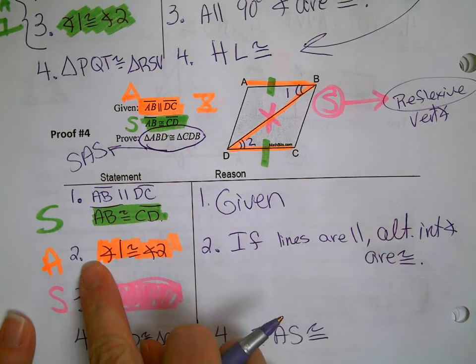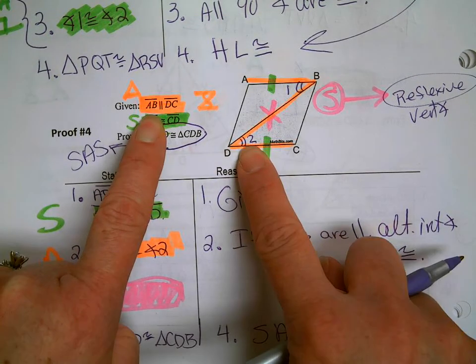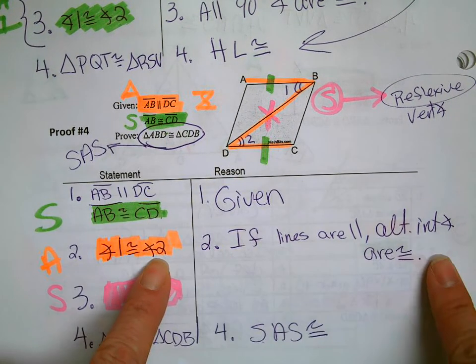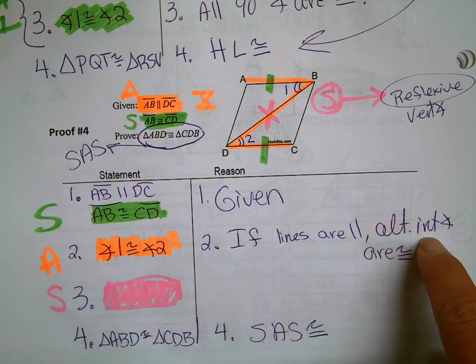Right. So that's coming from the parallel lines. When we have parallel lines, we have these alternate interior angles. The alternate interior angles are congruent. We have this line in our proof.